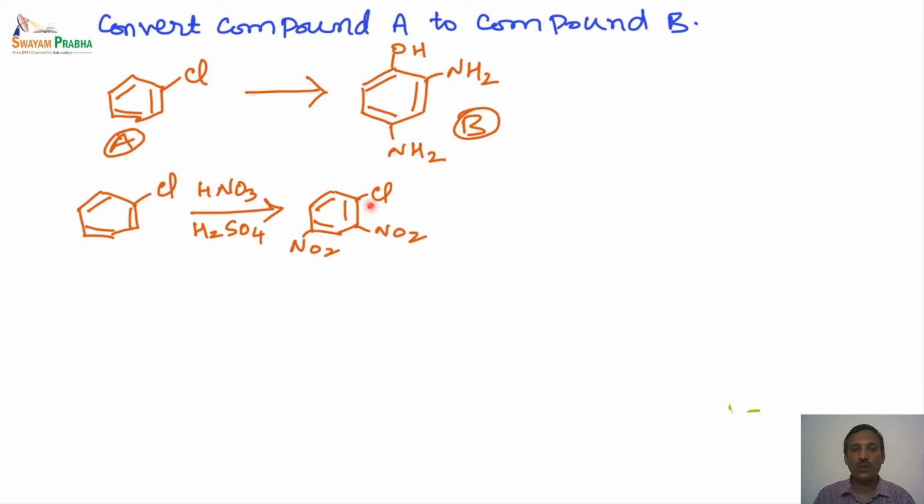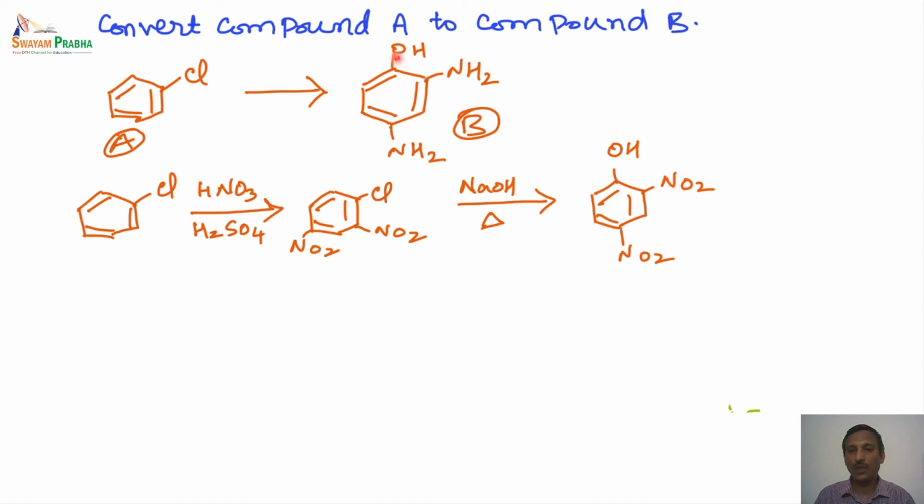So this chlorine has to be converted to the phenol. So how efficiently we can do that? Let us see. This on treatment with the sodium hydroxide gives the corresponding phenol, and we are close enough to our final product, which is the diamino derivative.